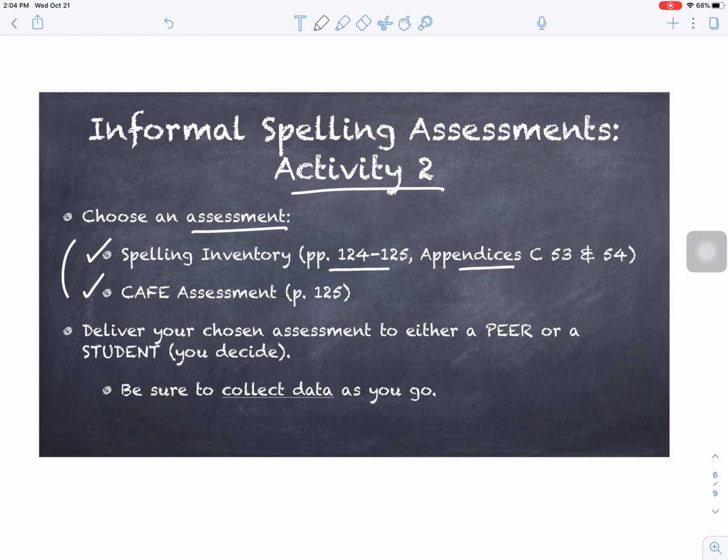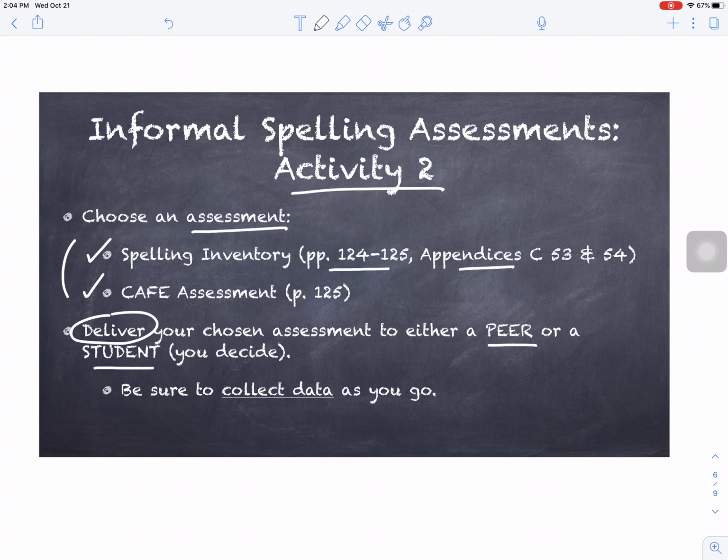Whichever one of these sounds the most fun to you, you're going to deliver one of these assessments to either a peer, so you would just find somebody who you could do this with, staying socially distanced, obviously, or a student. You get to decide. So if you do this in time to go out to clinicals and do it with a student, that would be great. Otherwise, you can do this with a peer, a family member, someone who you can actually give the assessment to.